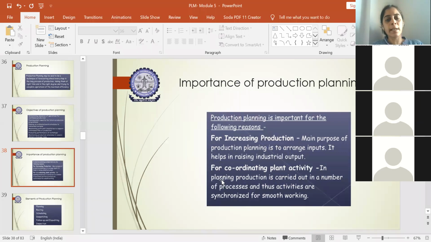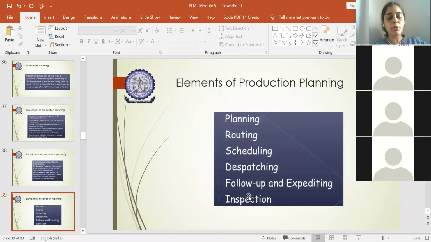The second importance is for coordinating plant activity. So it helps in achieving proper coordination between the individuals of all the departments, such that the plant activity of a particular industry related to a product will be done successfully. Okay. So these are the two importances.